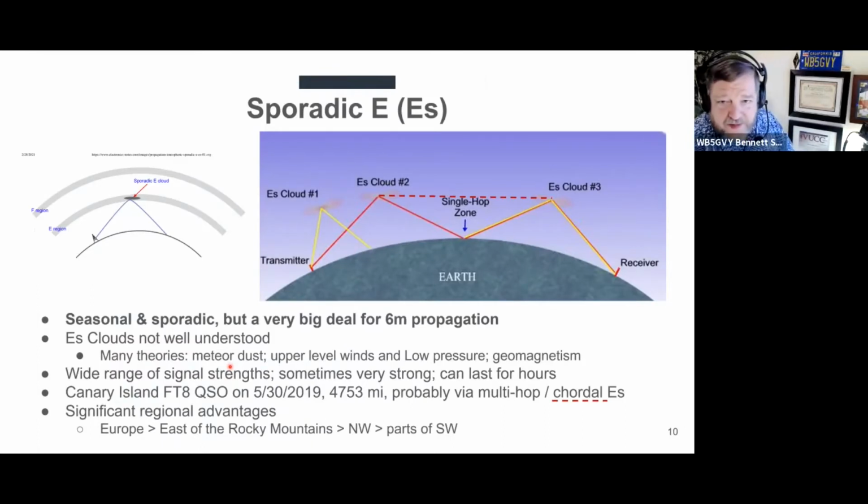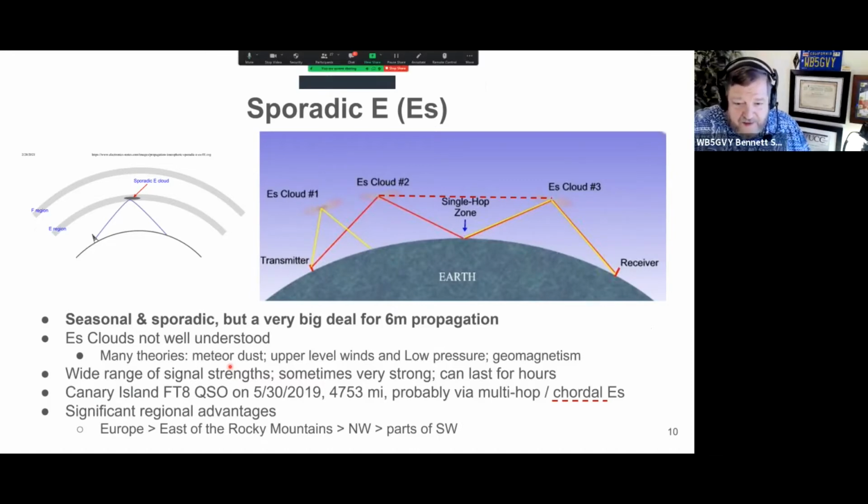So what is the main source of propagation on 6 meters? Well, there's this mode of propagation called sporadic E. And it's called sporadic E for a reason. It's sporadic, and it's not really well predicted, and it's also quite seasonal, as we'll get to in a minute. But it's a very big deal for 6 meter propagation. And the process is not fully well understood.